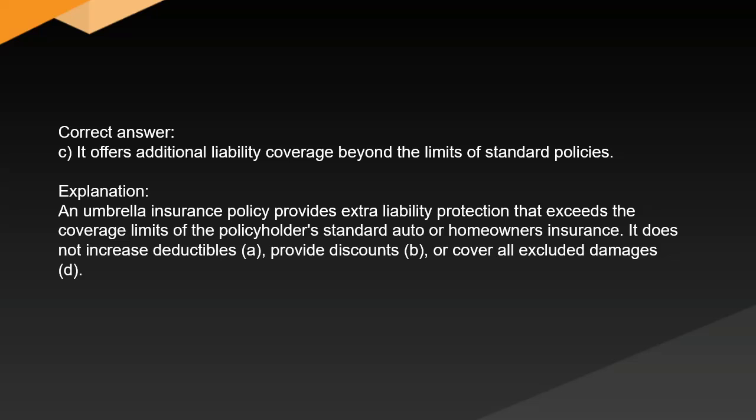Correct answer. C. It offers additional liability coverage beyond the limits of standard policies. Explanation. An umbrella insurance policy provides extra liability protection that exceeds the coverage limits of the policyholder's standard auto or homeowner's insurance. It does not increase deductibles, A. Provide discounts, B. Or cover all excluded damages, D.